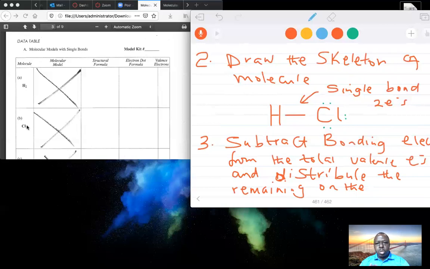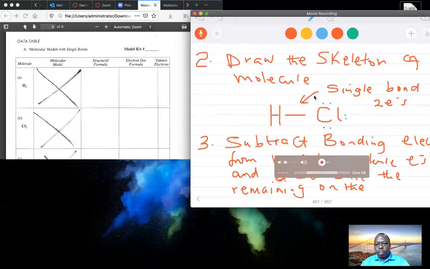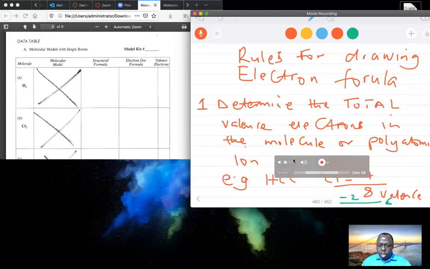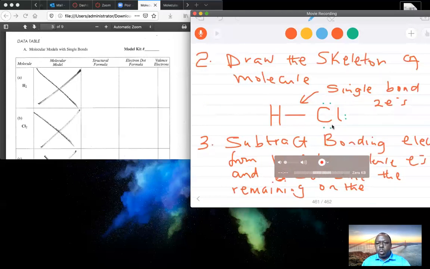Rule number 2, draw the skeleton of the molecule, visualize the connection, and pay attention to the connection, how many bonds or how many electrons you have, and then you subtract from the total bonding. Whatever remains, the 6 which remain here, we keep it on the external atom in such a way that the octet rule is obeyed.